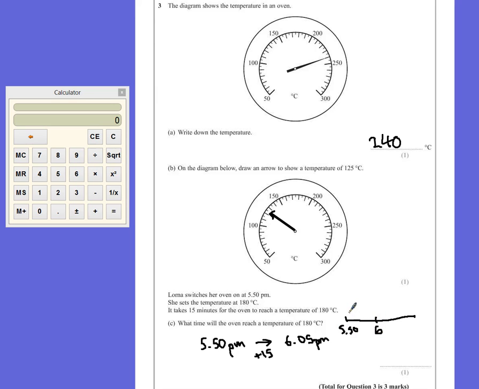6 o'clock is 10 minutes. So how many more minutes do we have to go? That's another 5 minutes left. So 5 minutes after 6 is 6:05. And we still have to include PM because we were told it was PM in the first place.